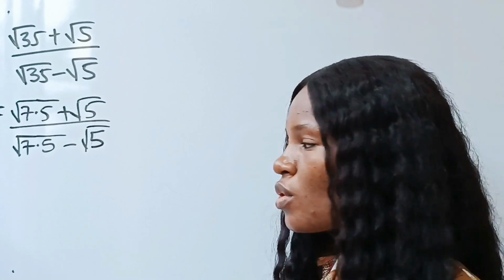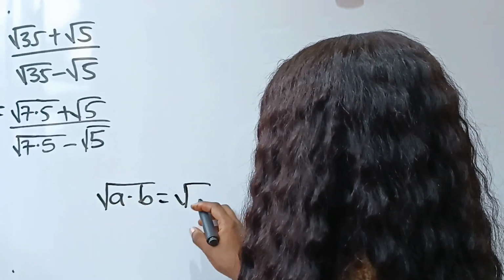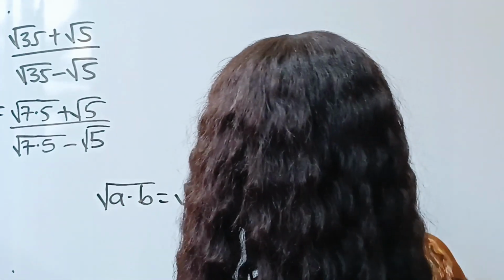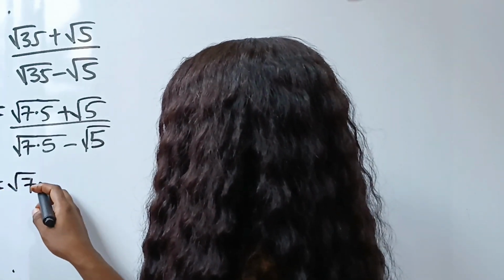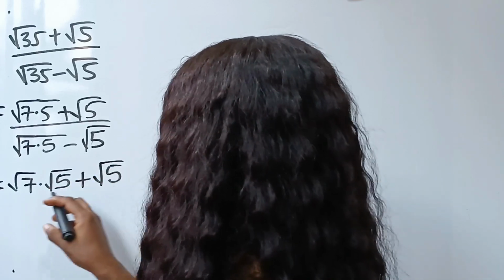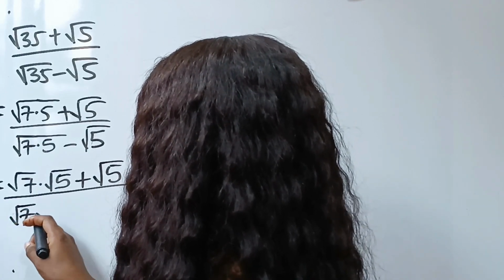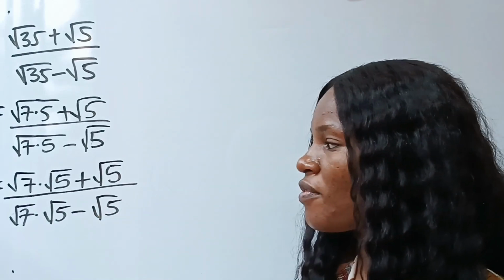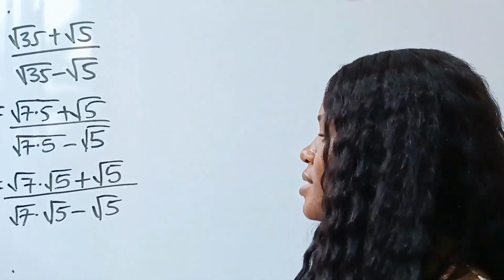Now I want you to note that when you have square root of a multiplied by b, this is the same thing as square root of a multiplied by square root of b. Yes, we can actually separate them. So if we do that, we have that this is equal to square root of 7 multiplied by square root of 5 plus square root of 5 divided by square root of 7 multiplied by square root of 5 minus square root of 5. Now we have 5 here and here, so let's factorize that out.